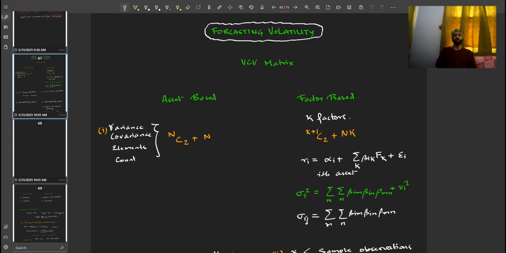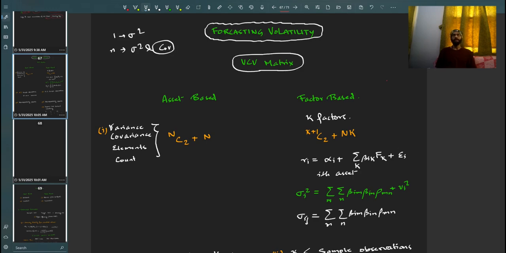Forecasting volatility. So friends, when we are trying to forecast volatility, when there is one single asset we are talking about variance, right? And when there is more than one asset, n number of assets, we are talking about variance and covariance, right? And to assess the variance and covariance of a set of assets, let's say n number of assets, what we use is called a VCV or variance covariance matrix.